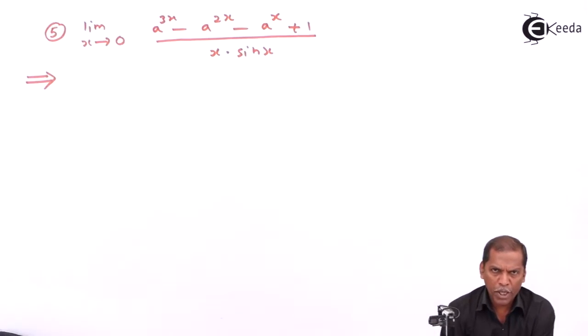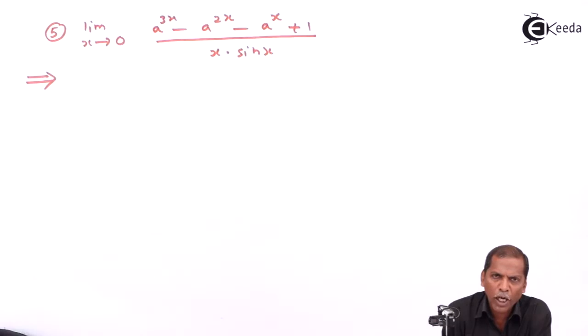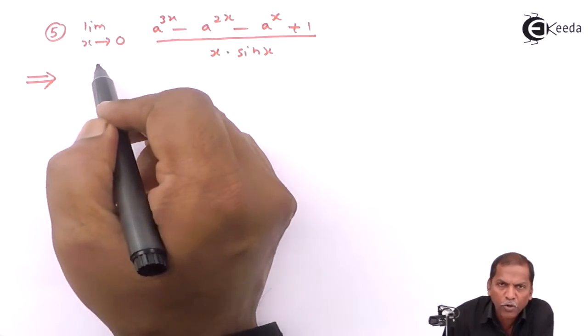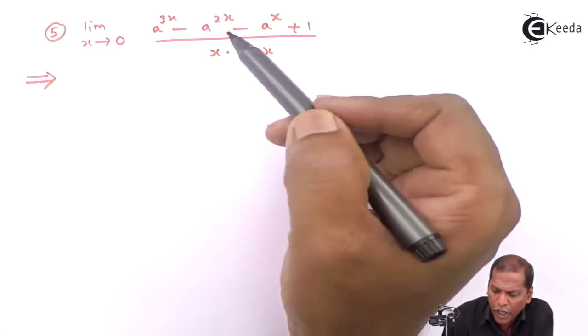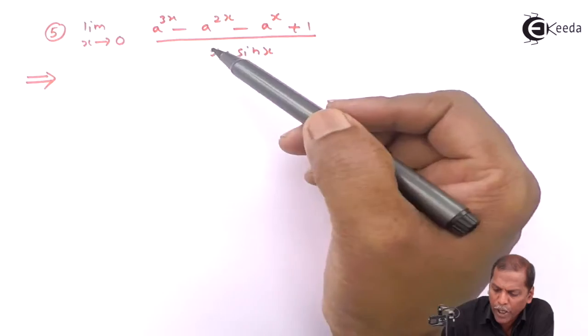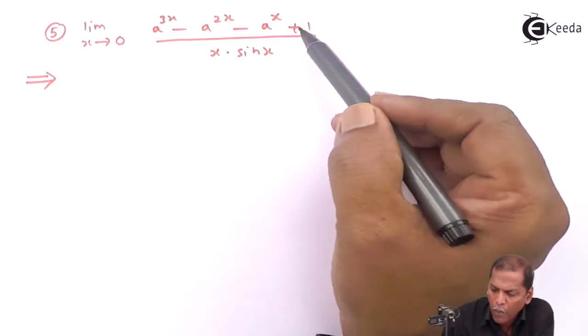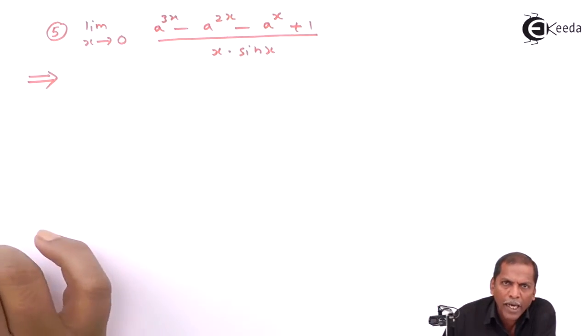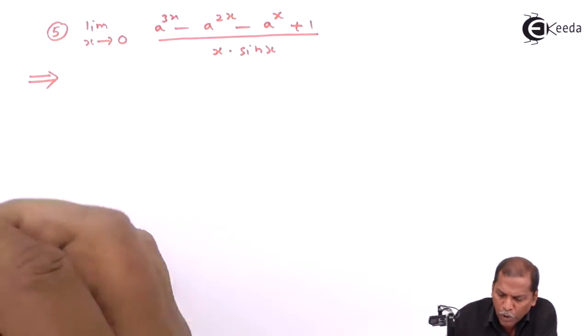Hello friends, now we see problem number 5, which is based on limits of exponential function and logarithmic function of chapter limits. Problem number 5 is: limit x tends to 0, (a^3x - a^2x - a^x + 1) divided by (x sin x). Now let's see the solution.